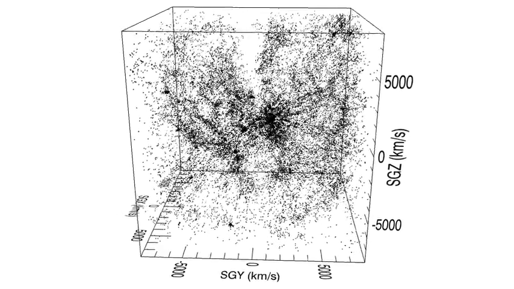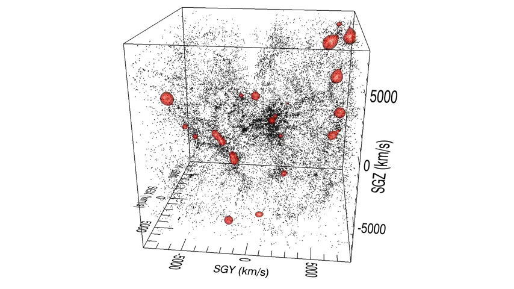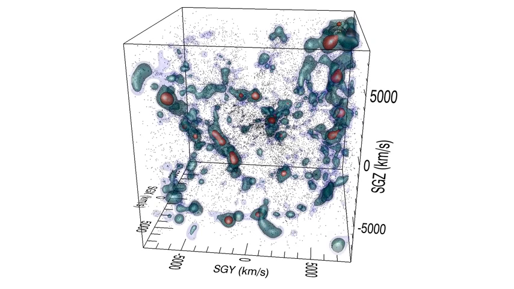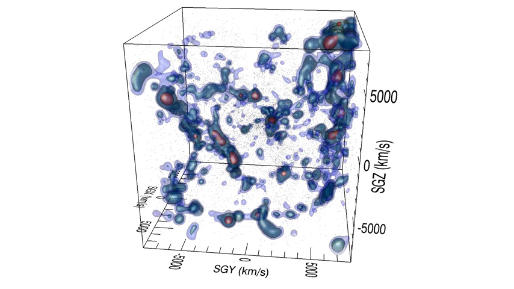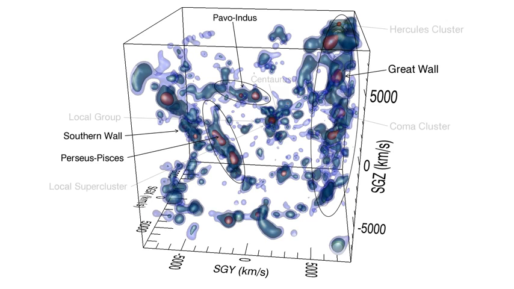Here we compensate for the increasing loss of galaxies as a function of distance. We don't know exactly where the missing galaxies lie, so we associate them with the galaxies that are seen and then smooth and show contours of the smooth density field. Now the local region appears dramatically reduced in importance. The main structures are the Great Wall and the Perseus-Pisces filament with the Southern Wall. Pavo-Indus is significant too.